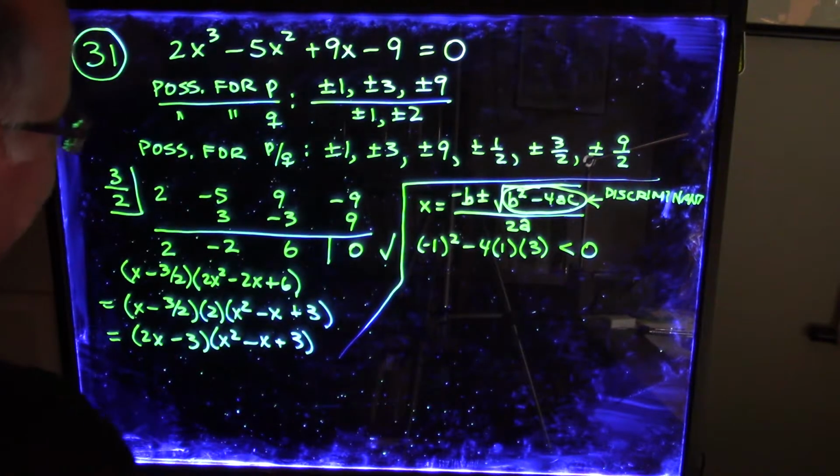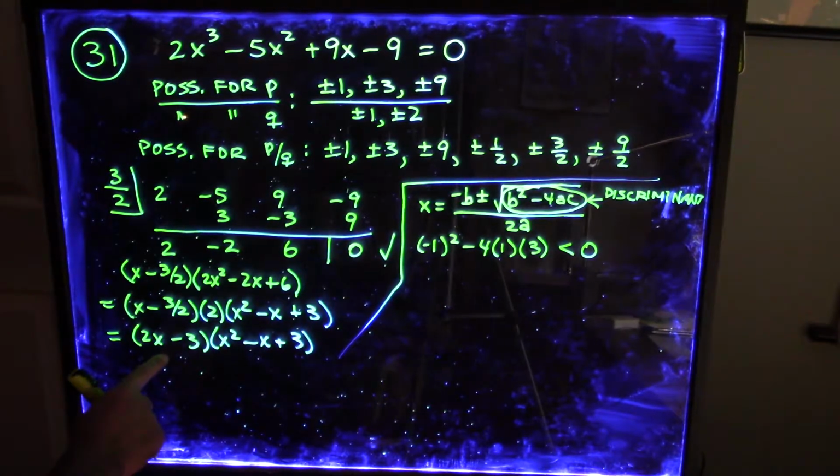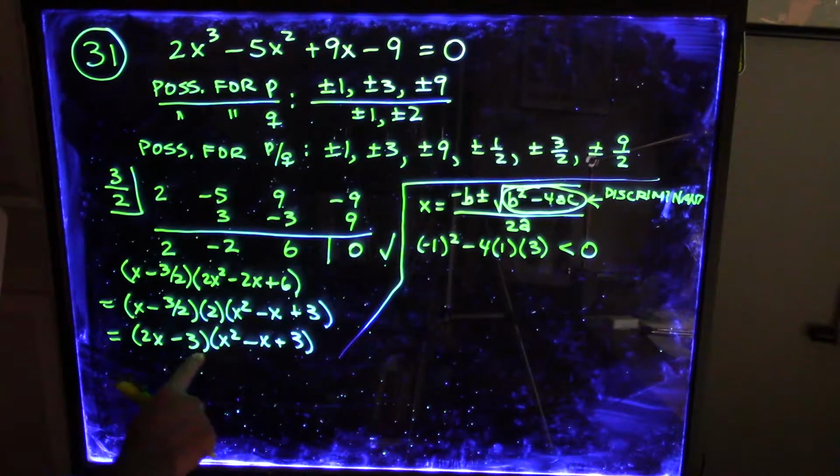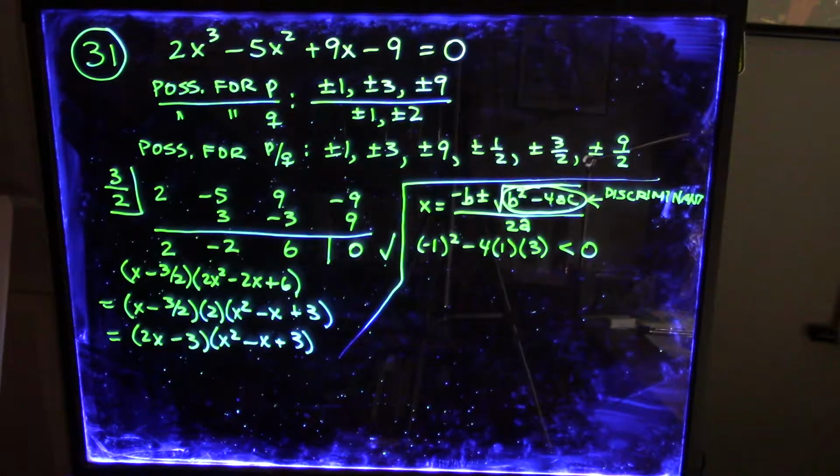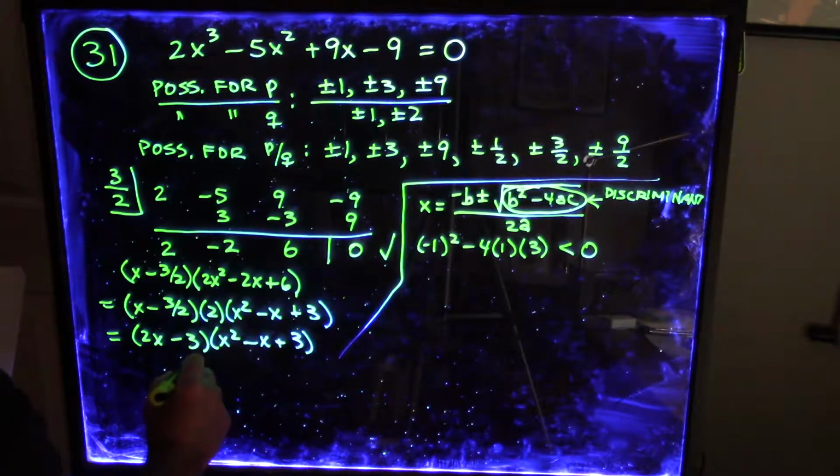All we need to do then is set that equal to 0 and solve for x. This is going to give us the only real root it has. And so the only real 0 is 3/2.